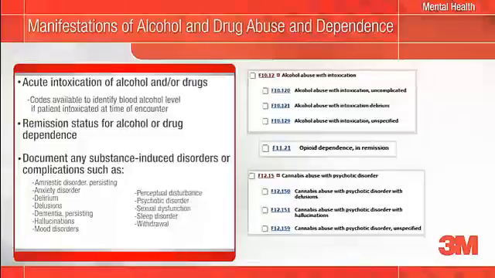Indicate in your documentation if alcohol or drug-dependent patients are currently in remission, as ICD-10 provides codes to capture this status. Code assignment for remission is based on your clinical judgment and must be documented in the medical record. Additionally, you should document any of the disorders or complications of substance abuse or dependence that the patient may suffer from.